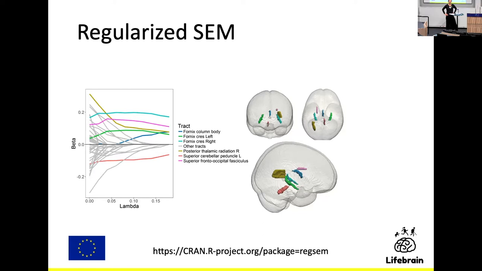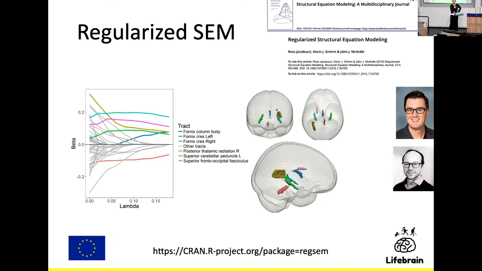But if you have a latent variable in a structural equation model as an outcome, there was no such tool. So Ross Jacobucci and Andreas Brandmeier developed a tool that can do this regularization in a structural equation modeling framework. For example, if you have a cognitive performance outcome as a latent variable measured by a couple of different cognitive tests, which is generally a good way to get a more robust measure of cognitive ability, or even change in that cognitive ability if you have longitudinal data.